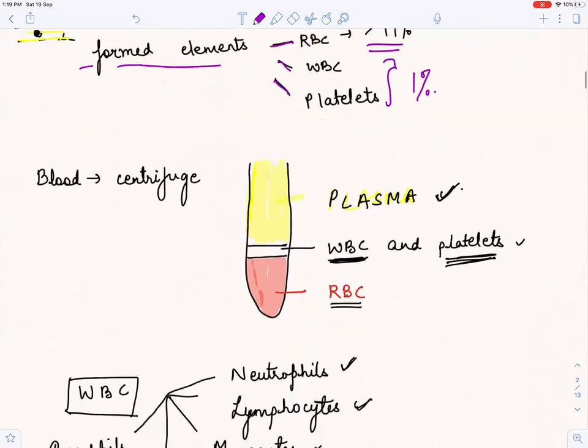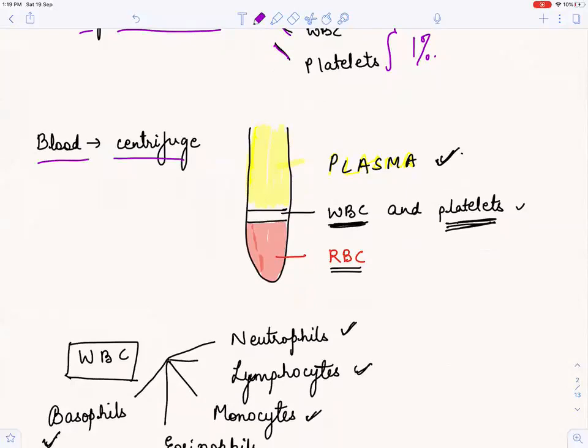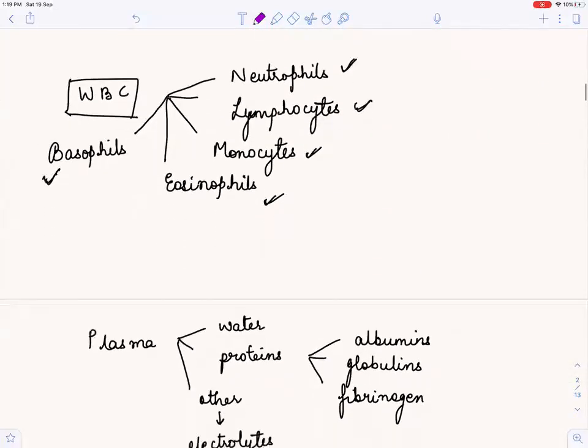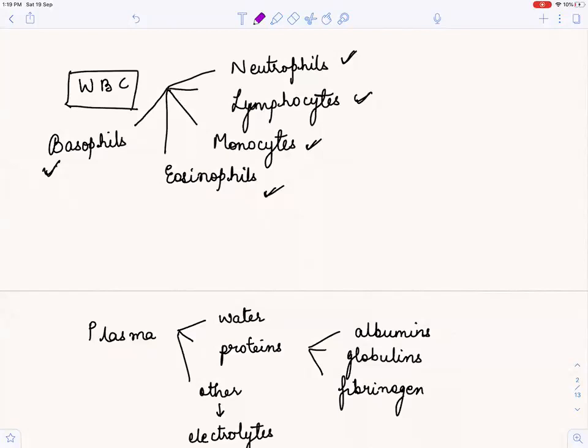If we centrifuge the blood, centrifuge is what it is, spin the blood in a machine, we'll see that RBC, that the denser portion will settle down. There will be a buffy layer in between, that is of WBC and platelets, and the plasma will be collected on the upside. Then we saw what are the various WBCs. They are neutrophils, lymphocytes, monocytes, eosinophils and basophils.